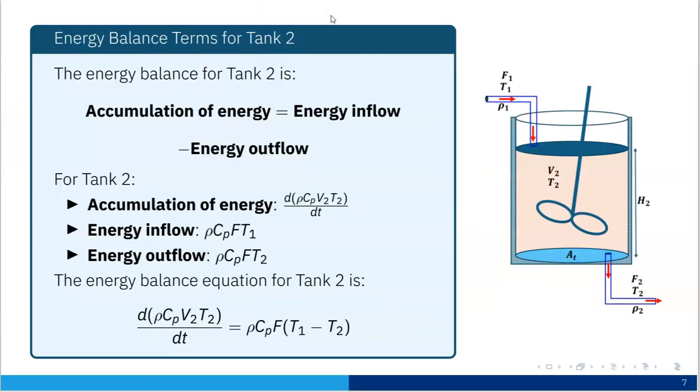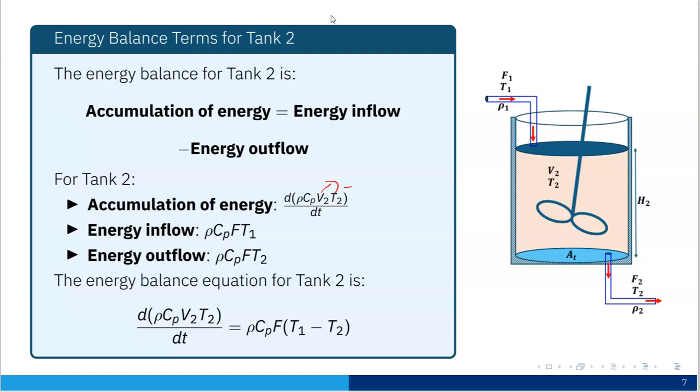Now the energy balance for tank 2: accumulation of energy is equal to energy inflow minus energy outflow. Here there is no heat added or taken out, so there is no heat generation or consumption term. Accumulation of energy is again d/dt of rho Cp V2 T2, where V2 is the tank volume and T2 is the temperature of the liquid. Energy inflow is rho Cp F T1, and energy outflow is rho Cp F T2. Plugging all this in, d/dt of rho Cp V2 T2 is equal to rho Cp F (T1 minus T2).